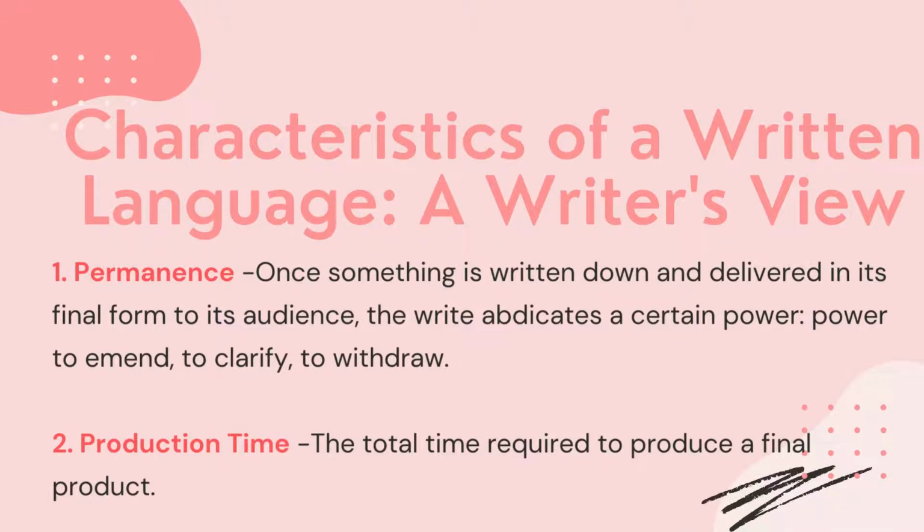Let's proceed. Number one, the permanence. Once something is written down and delivered in its final form to its audience, the writer abdicates or turns over a certain power. The first one is the power to amend or correct. The second one is the power to clarify, and the third one is the power to withdraw. This means that what the audience read or heard will be permanent. They have the opportunity to return to it again and again.